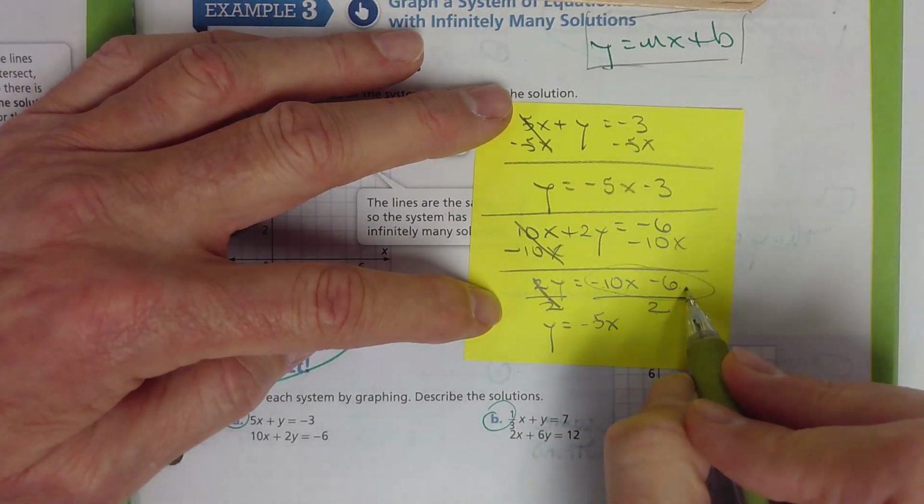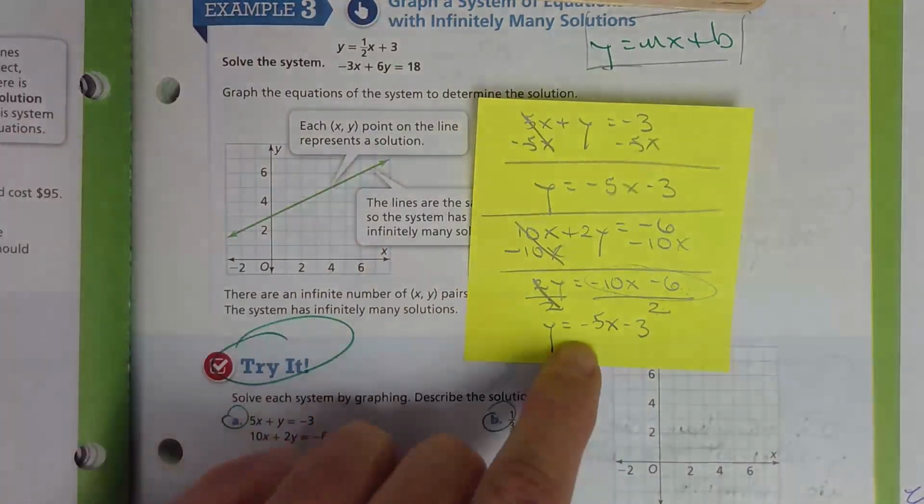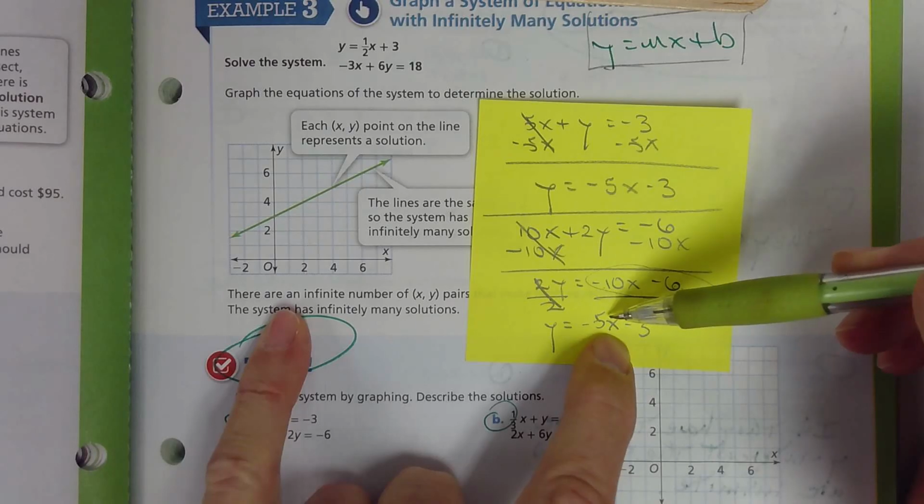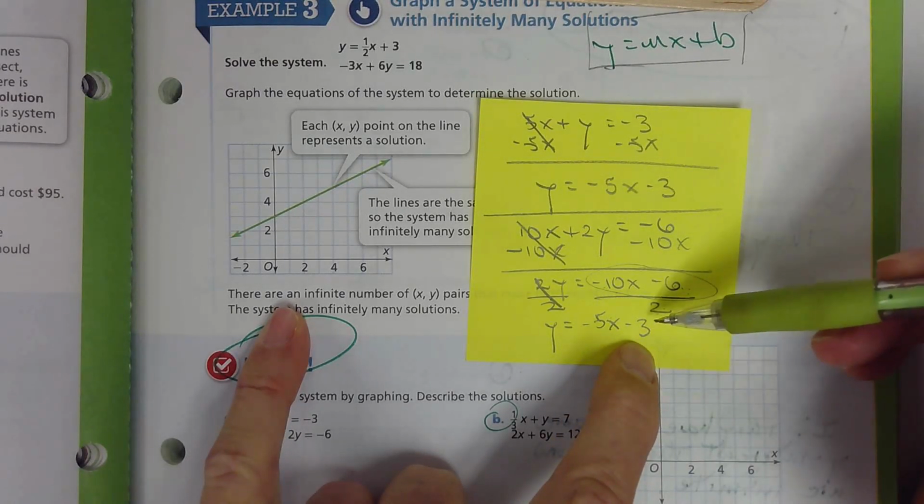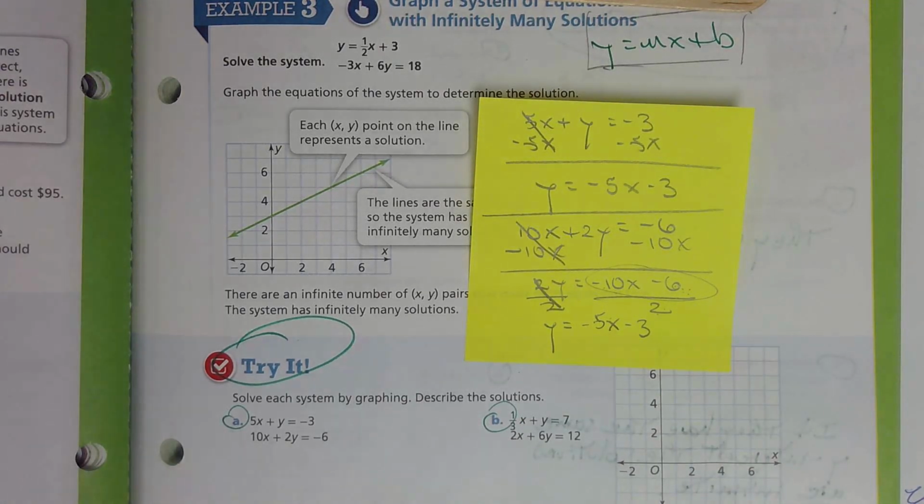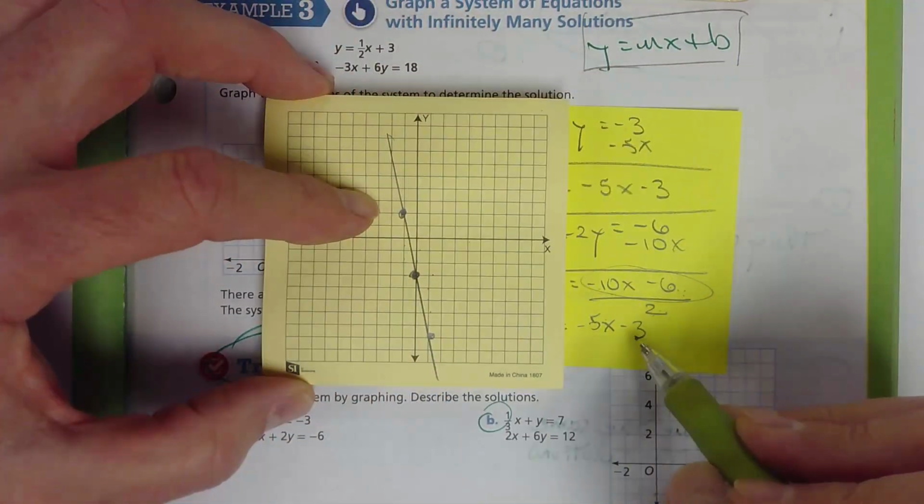-5x. And what's -6 divided by 2? -3. Now it's in the form of y equals mx plus b, or in this case it's -3. So we can graph this one. y equals -5x minus 3. So here's my graph. y equals -5x minus 3.